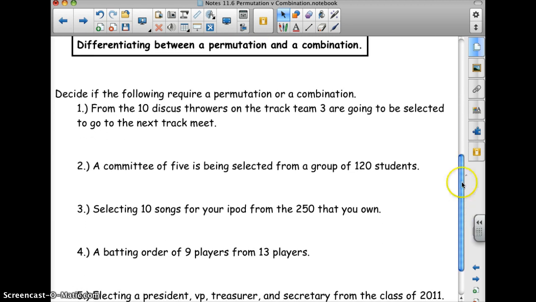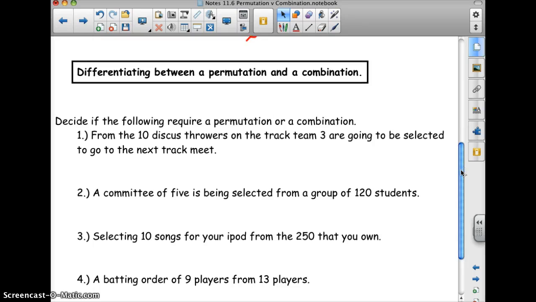All right, so how can you tell the difference? Differentiating between a permutation and a combination. If I want to decide if the following require a permutation or a combination, that's basically going to be determined by whether or not the order matters. Decide if the following require a permutation or a combination.